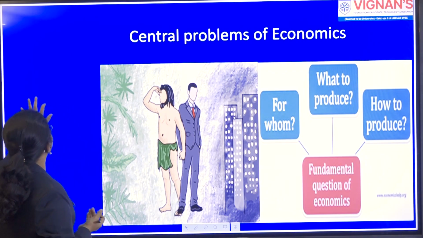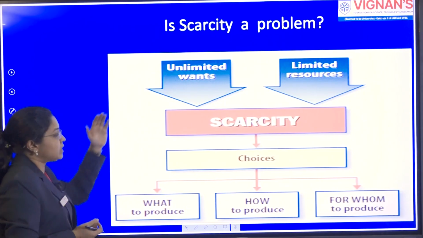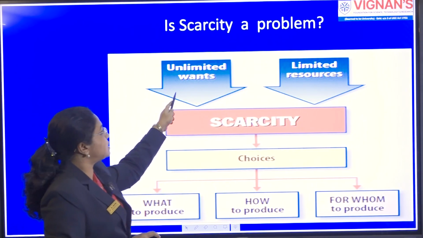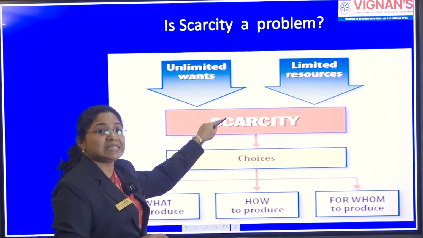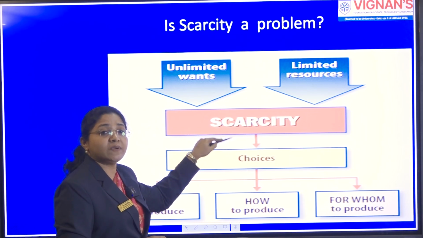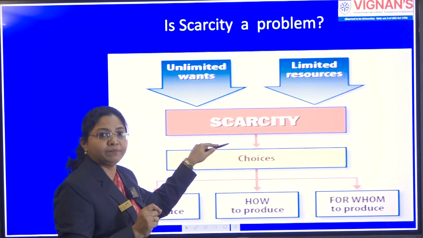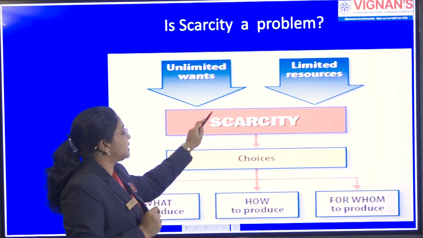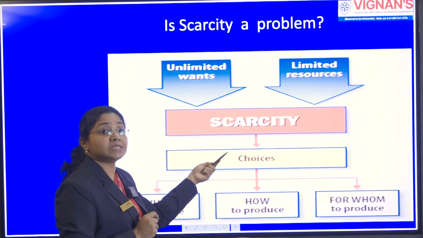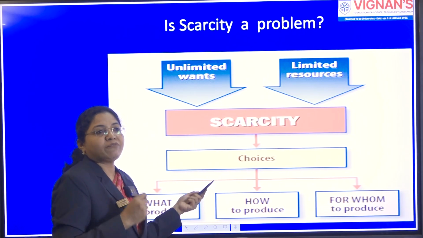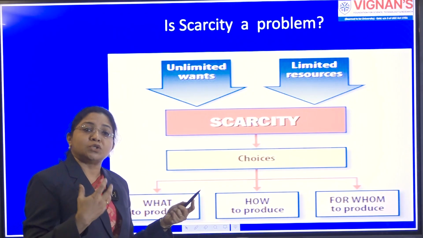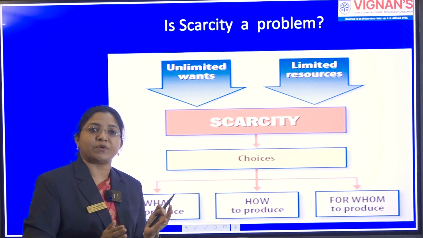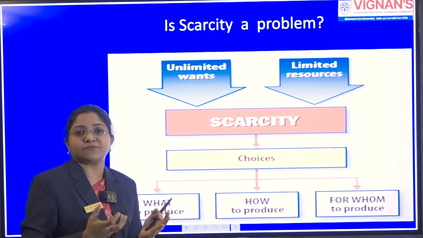Then we move on to another related concept. Here we are seeing we have unlimited wants and limited resources, which leads to a problem called scarcity, the basic economic problem, which is the root cause of all economic problems. Out of scarcity arise choices. Every person has to choose, within his limited resources, which one he gives more preference to in order to satisfy his wants.